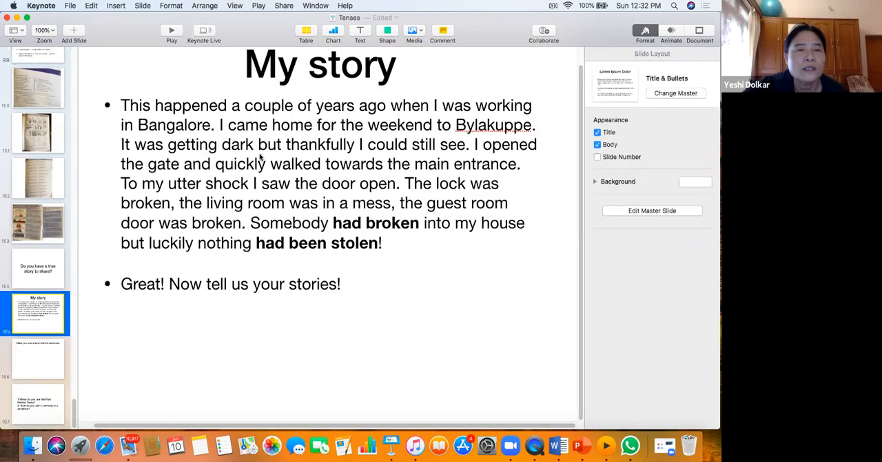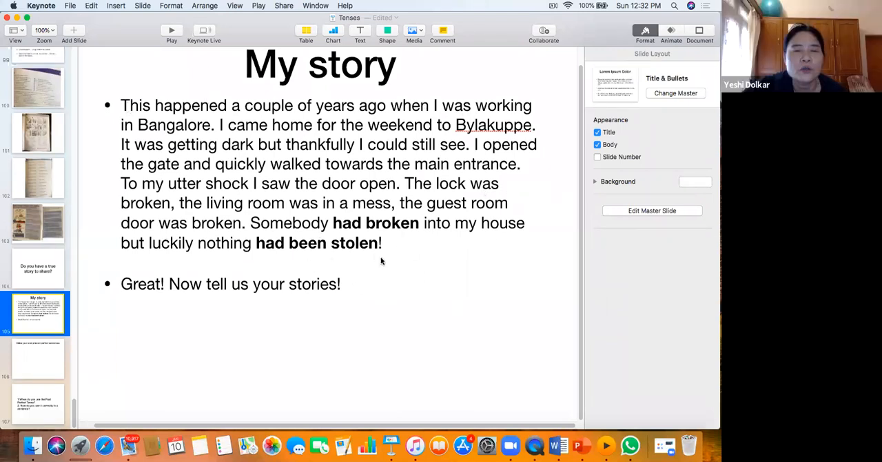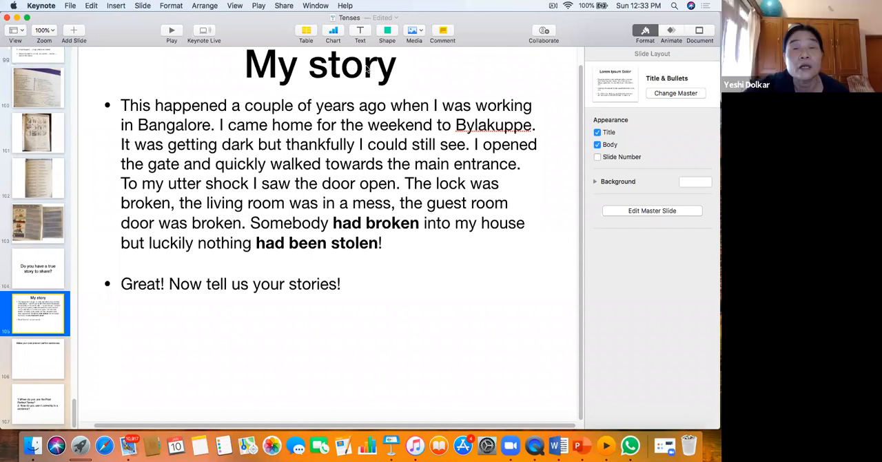Thank you for the example. All right, so that's all. That's your homework. When we see you the day after tomorrow, you are going to share your story. You have to tell the story in the simple past tense, and then at the end, whatever happened before should be in the past perfect tense, like this one. So that's all for today. Thank you and see you the day after tomorrow. Okay, bye-bye.